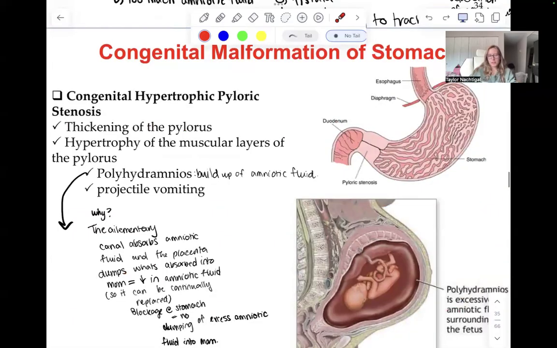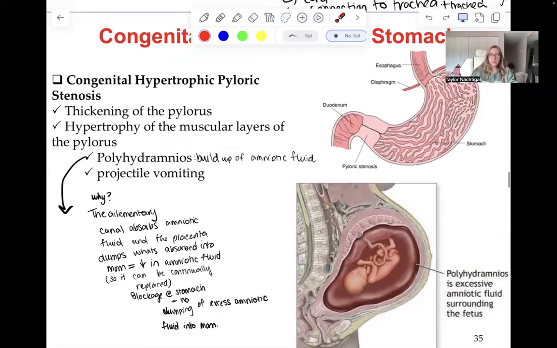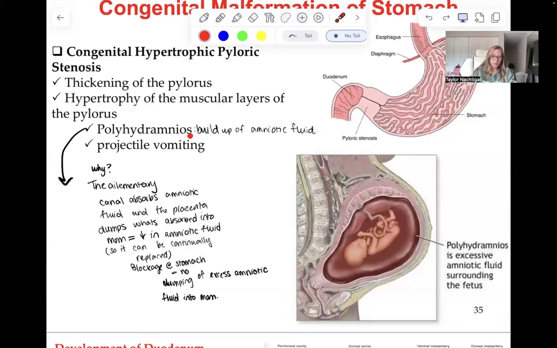Okay, congenital malformations of the stomach. We just did the esophagus, now we're moving down. We can basically have a similar issue where we just don't get a complete opening of the gastrointestinal tract. So we have a pyloric stenosis. Remember, the pyloric sphincter separates the stomach from the duodenum. In this case, it's way overdeveloped. So we're going to have a similar issue. The baby is swallowing amniotic fluid, but it can't go down to the duodenum to be absorbed. So we get the same outcome, polyhydramnios, the buildup of amniotic fluid.